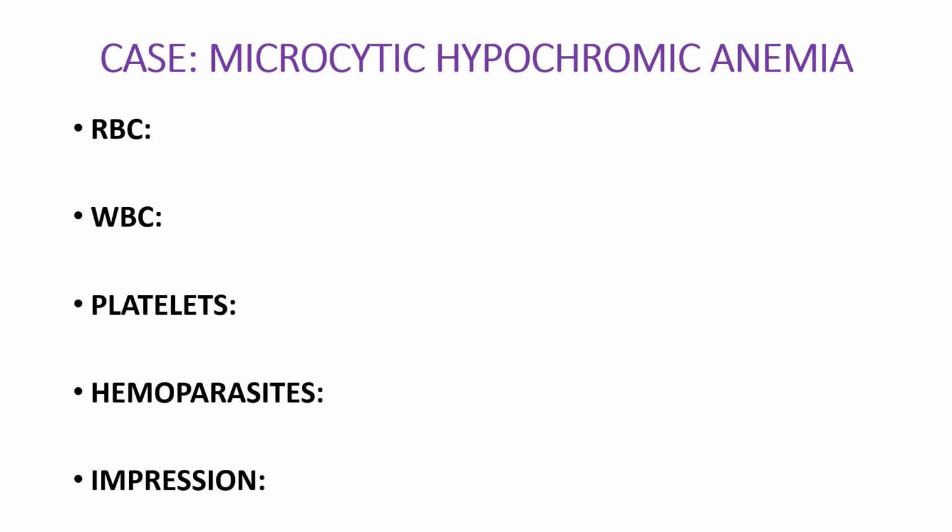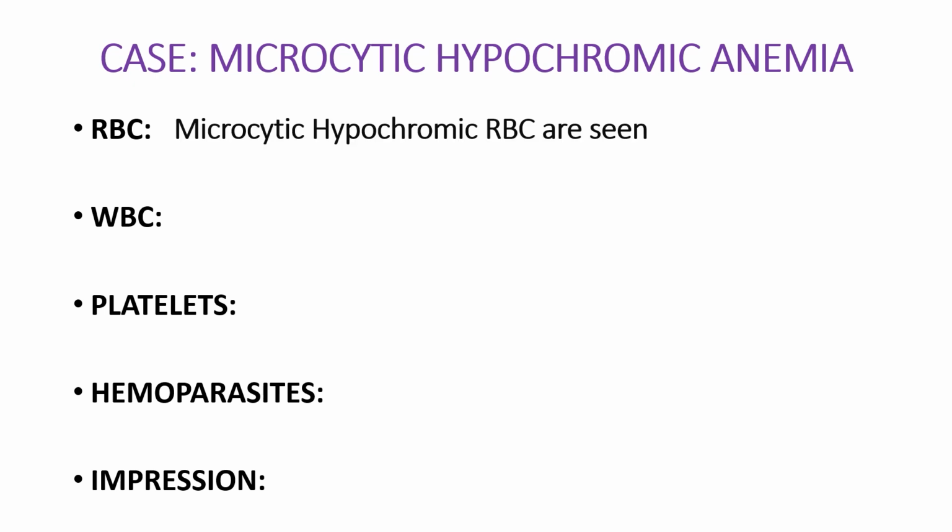Now RBC, I told you in RBC we have to write about the size of the RBC and the color of the RBC. So what is the size and color of the RBC in microcytic hypochromic anemia? That is, microcytic hypochromic RBCs are seen. So the size is smaller and the color is lesser, so that is why it is microcytic hypochromic. Now in cases of microcytic hypochromic anemia, in the slides that we have in our college, all the other things are normal. So WBC are normal.